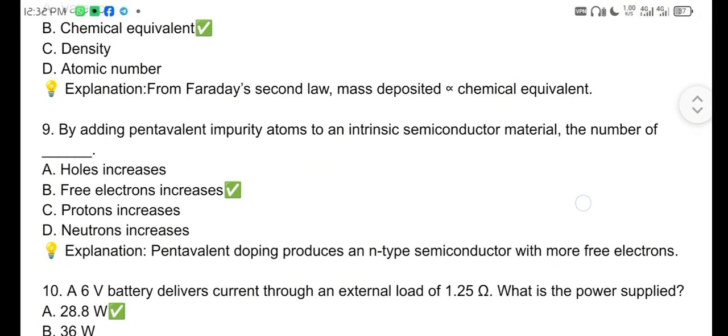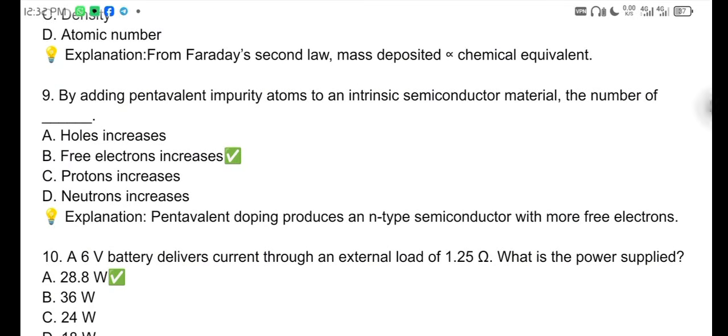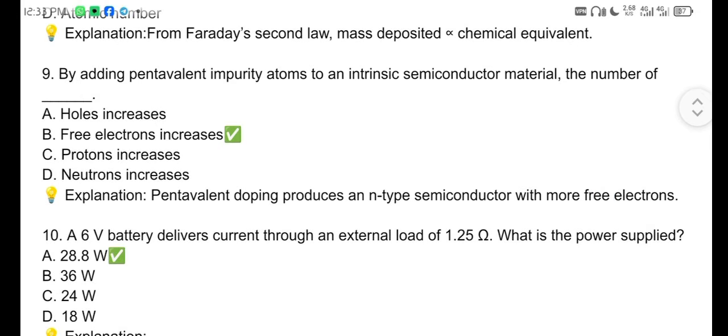So the next question says, by adding pentavalent impurity atoms to an intrinsic semiconductor material, the number of dash. The answer is the number of free electrons will increase, right? One of the major reasons for doping is to increase the conductivity of a semiconductor, irrespective of whether it's a pentavalent or trivalent impurity. Now, you know what causes conductivity is the presence of free electrons. So if conductivity is increasing, it means the presence of free electrons is also increasing. This explains the question: pentavalent doping produces an n-type semiconductor with more free electrons.